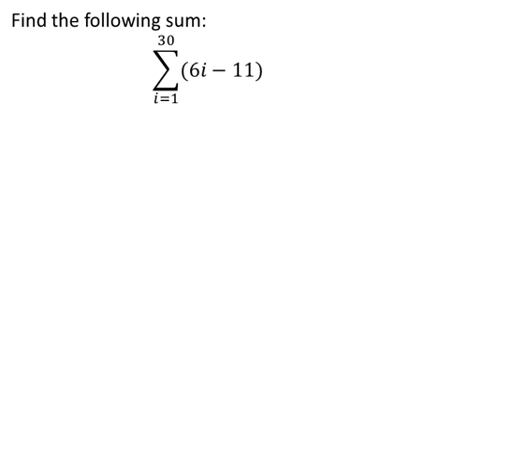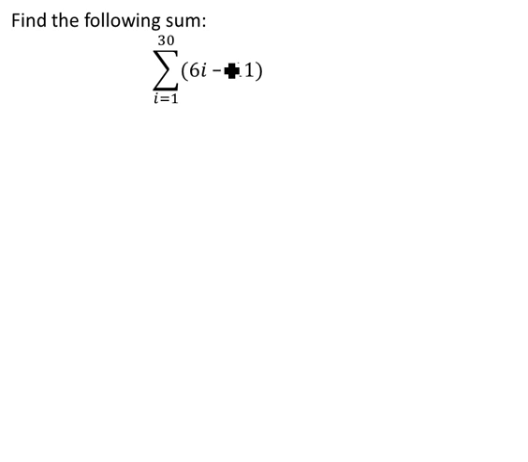To find this sum, we could certainly expand it and do it manually, meaning plug a 1 in for i, and then a 2 and a 3 and a 4 and so on, all the way up to 30 and add all those terms together. But here we want to look for a more convenient and shorter way to do this.